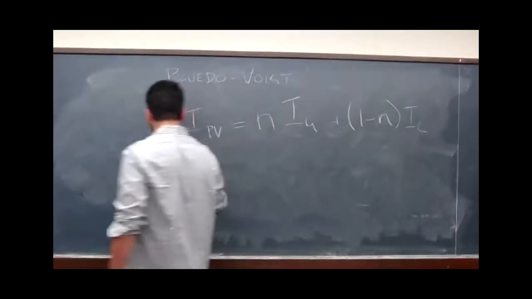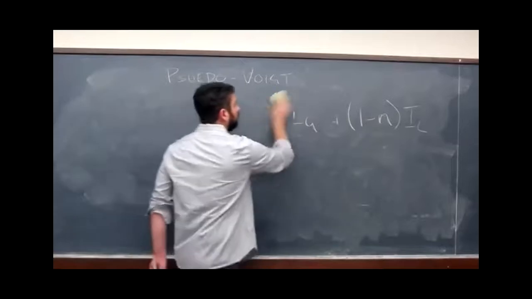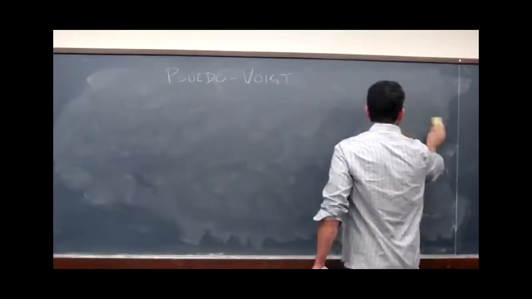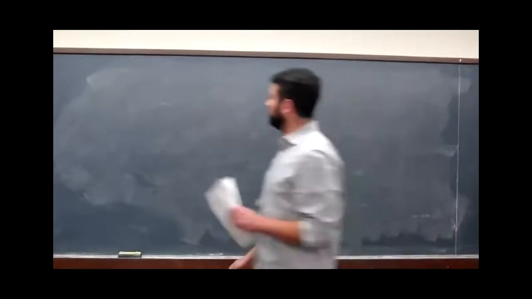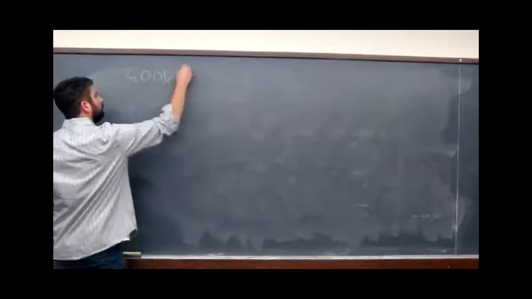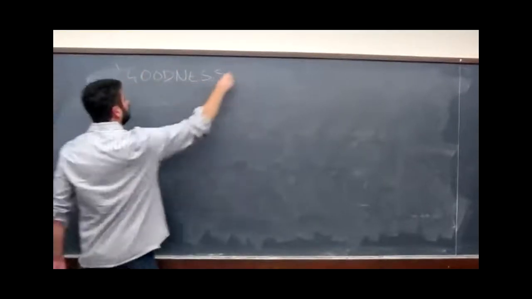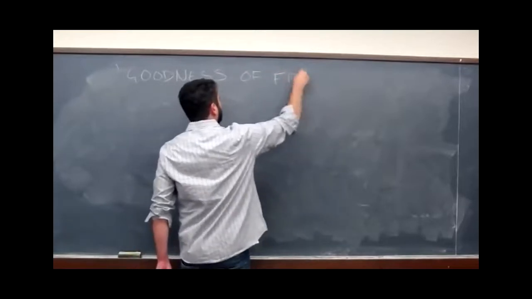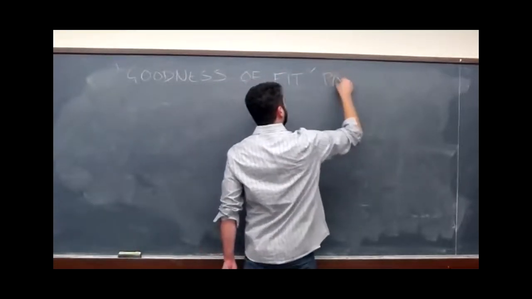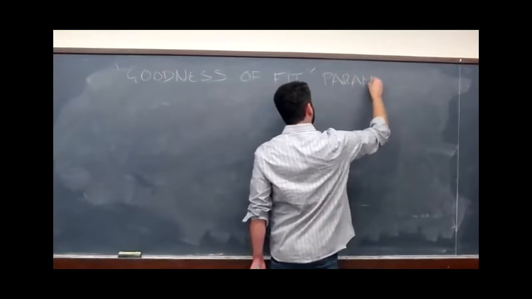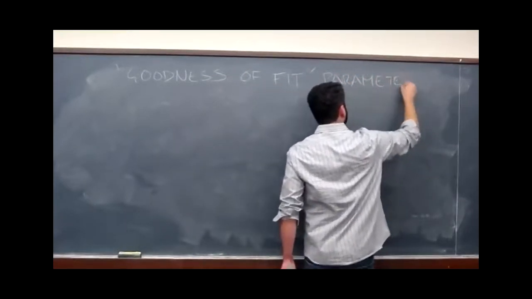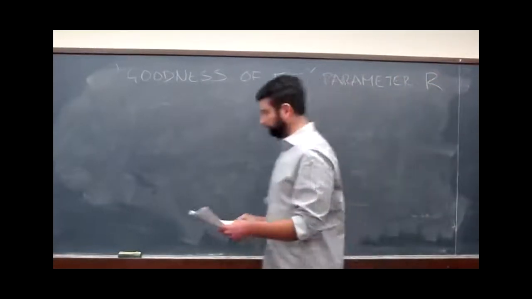So you've picked a model, you've chosen a peak. An important question to ask is, how well does that actually represent the data? And one way of doing that that's often used is the goodness-of-fit parameter. And in the literature, R is often used.